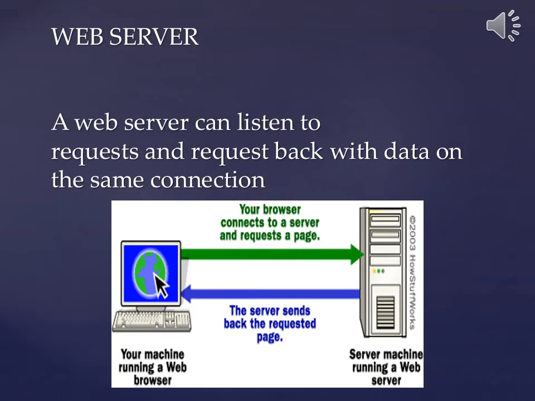Web server. A web server can listen to the request and respond with data on the same connection. As you see from the diagram below, the web browser has requested a page, and the request is sent to the web server, that is, a server machine running a web server. That web server processes the request and sends back the requested page to the web browser, which displays it on the monitor.